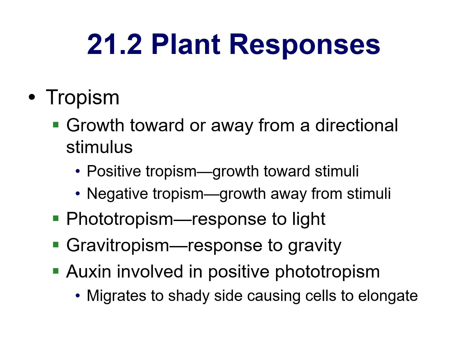Okay. So phototropism, that's where there's a response to light, where the plant actually moves towards the light. Gravitropism, you can have some parts of the plant that move towards gravity, others that move away from gravity. So that's an example of negative tropism, even though it's considered up. You'll see that in a second. And again, auxin is involved in that phototropism, as we went over a bit ago.